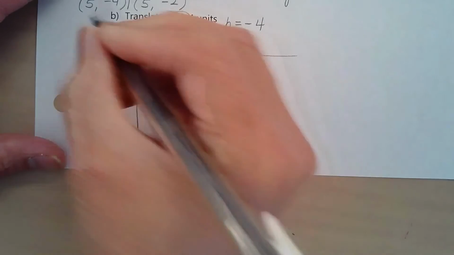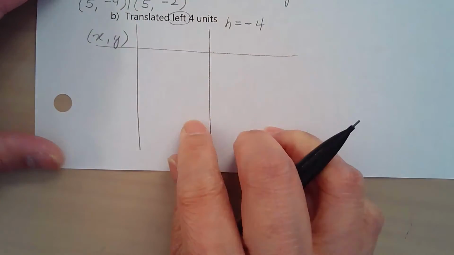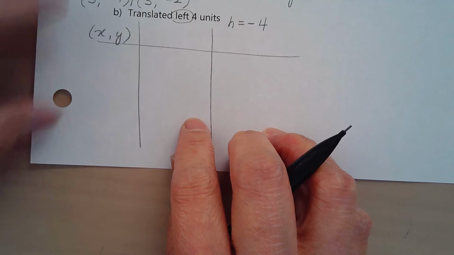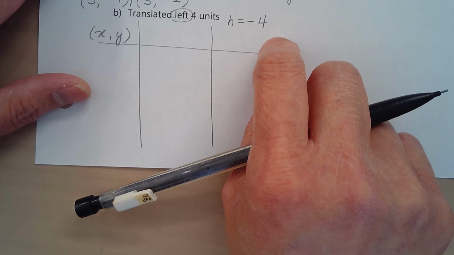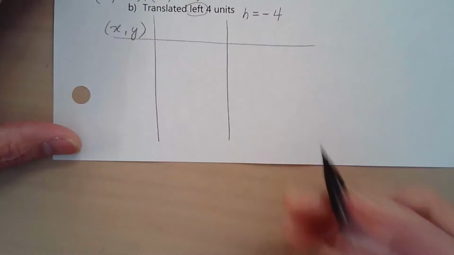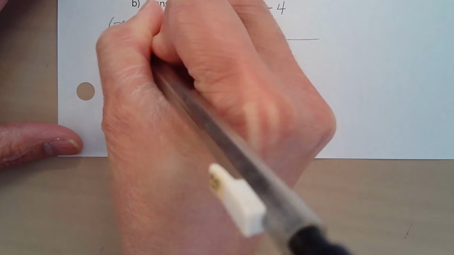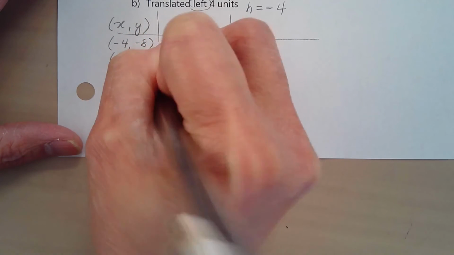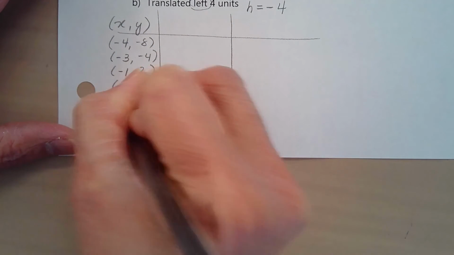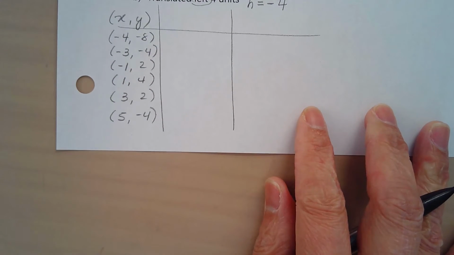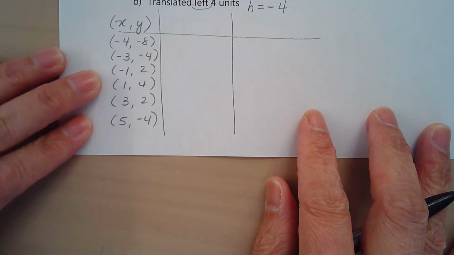So let's do image points again. I think your brain is going directly to the equation. No, you're not going to go directly to the equation. Do it step by step. Remember, baby steps? Baby steps. Okay, so let's put in some values in here. Negative 4, negative 8, negative 3, negative 4. These are the exact same points initially, right? These are initial points.